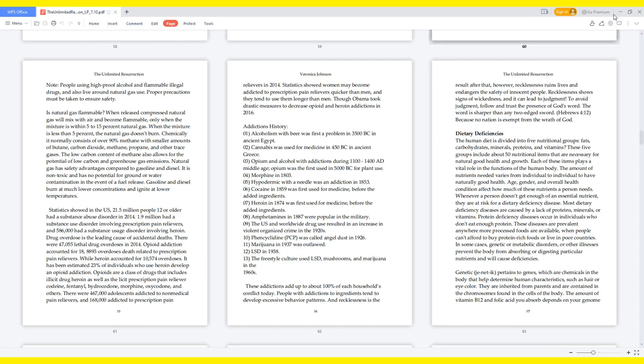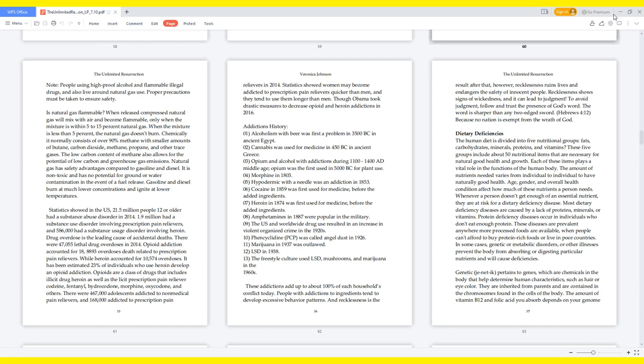06. Cocaine in 1859 was first used for medicine, before the added ingredients. 07. Heroin in 1874 was first used for medicine, before the added ingredients. 08. Amphetamines in 1887 were popular in the military. 09. The U.S. and worldwide drug use resulted in an increase in violent organized crime in the 1920s. 10. Phencyclidine, PCP, was called angel dust in 1926. 11. Marijuana in 1937 was outlawed. 12. LSD in 1938.